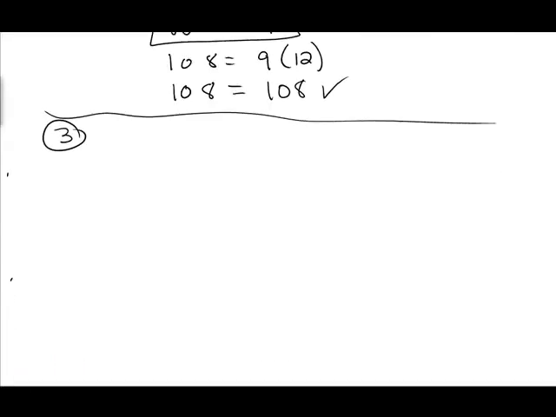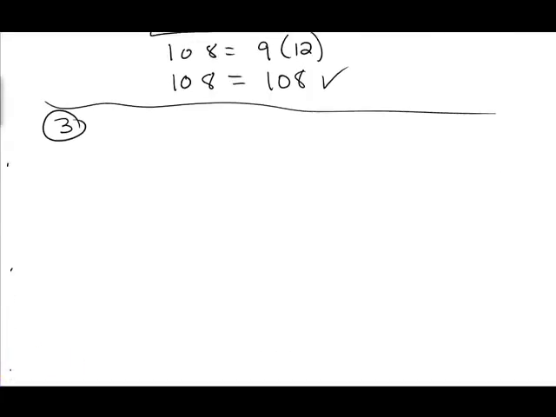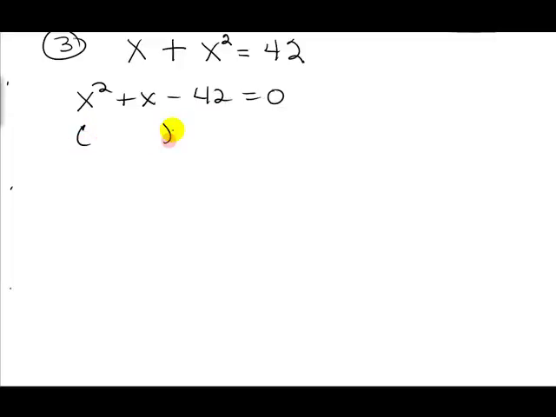All right, let's look at number 3. The sum of a number and its square is 42. So the number we're going to call x. We're going to add. It says the sum of a number and its square equals 42. We want to rearrange this and bring our 42 over, and we want to factor.